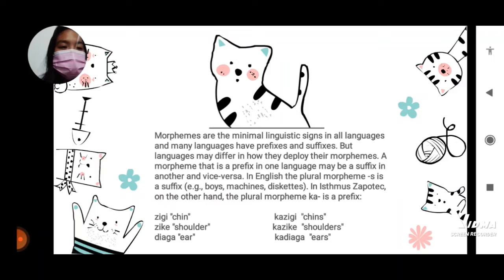In English, the plural morpheme s is a suffix. For example, boys, machines, and diskettes. In Isthmus Zapotec, on the other hand, the plural morpheme ka is a prefix. For example, zigi, chin, zike, shoulder, diaga, ear, and for kazigi, chins, kazike, shoulders, and kadiaga, ears.